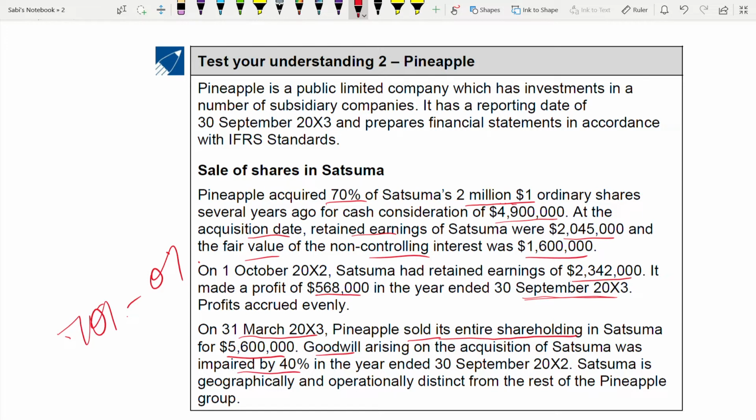Okay. And Satsuma is geographically and operationally distinct. It is geographically as well as operationally distinct from the rest of the Pineapple Group. The reason why they are saying whether it's distinct or not is for IFRS 5, non-current assets held for sale, whether it's a discontinued operation or not. Because you are selling entirely, right? So it could be a discontinued operation also. Whether it is a discontinued operation or not depends on whether it is geographically and operationally distinct or not. That's why they have given you this information, right?